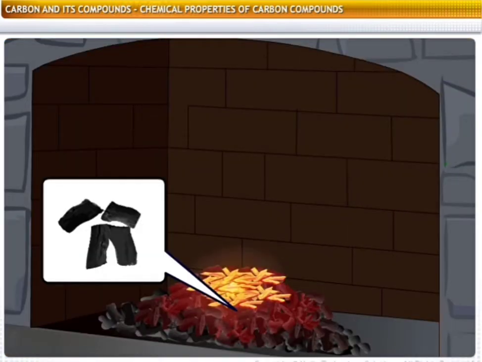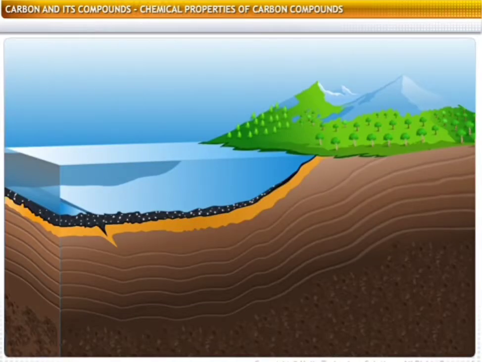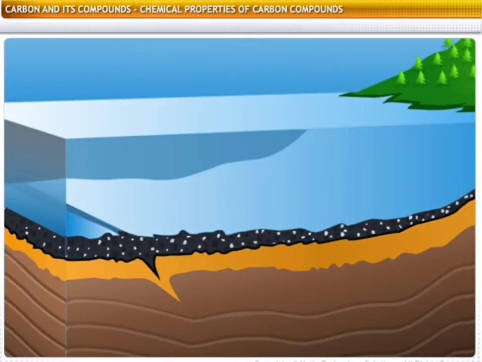You must have seen coal and petroleum being used as fuels. Did you know, however, that both coal and petroleum are hydrocarbons? They are in fact referred to as fossil fuels. Hydrocarbons found within the top layer of the Earth's crust and used as fuels are called fossil fuels.